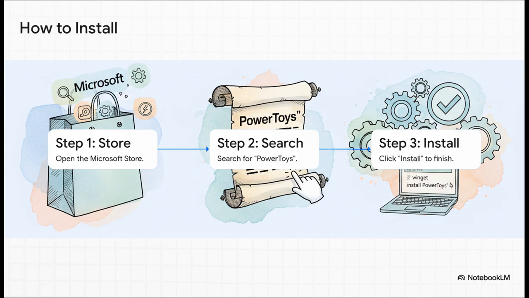And getting it installed is, well, it's just ridiculously easy. You could probably do it right now. Just pop open the Microsoft Store, search for PowerToys, and hit install. That's it. For you command line wizards out there, you can also just use a simple Winget command. It seriously couldn't be simpler.